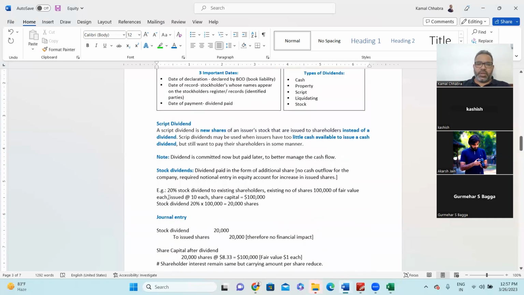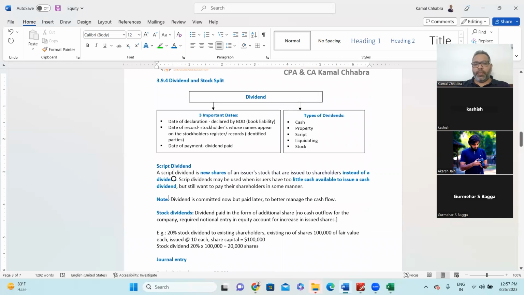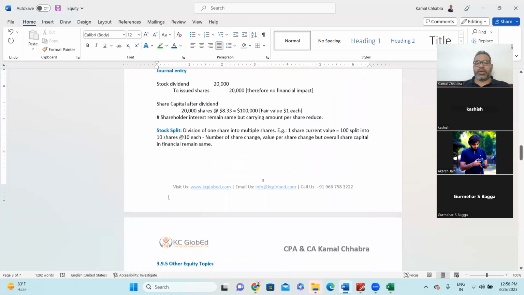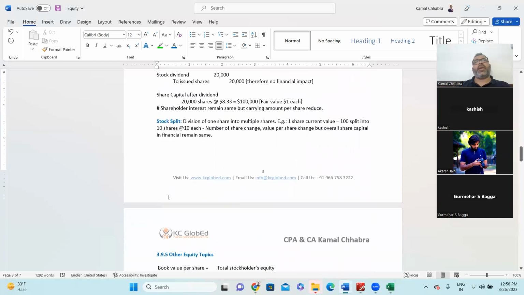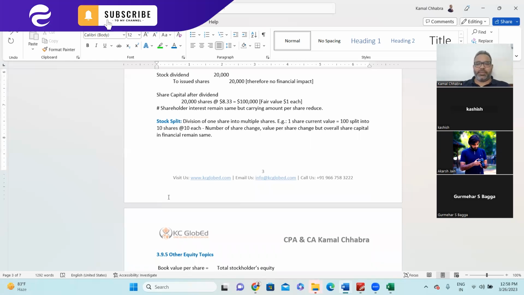So if you see, we have covered topic number 4, which is dividend and stock split. Dividend has two important things. One is the dates which you need to keep in mind, and second is the type of dividend. And for stock split, the reason, what stock split is, and how it will impact the financial statement. There is no impact on the financial statement, but only the number of shares and the value per share will change, but the total math remains the same. Sounds good?